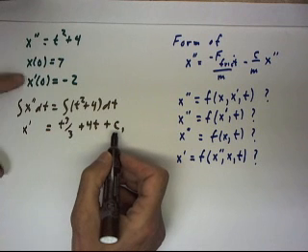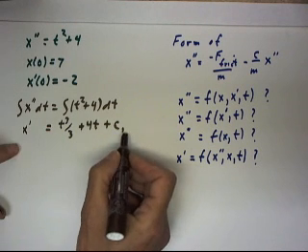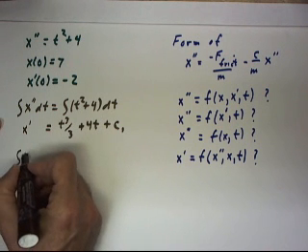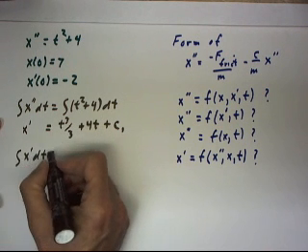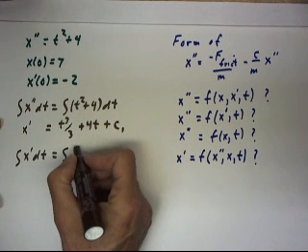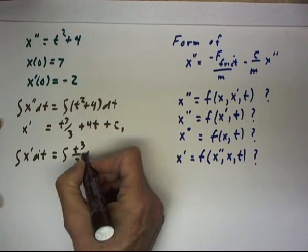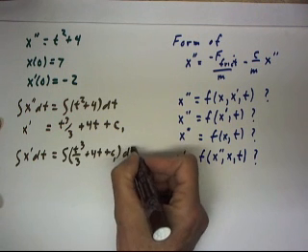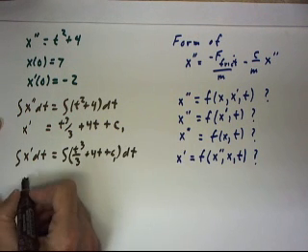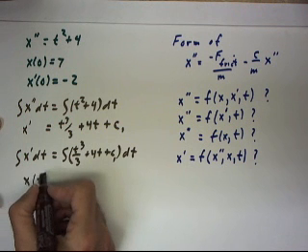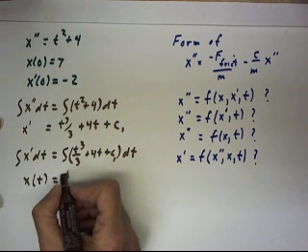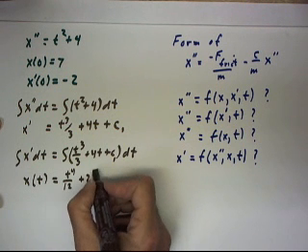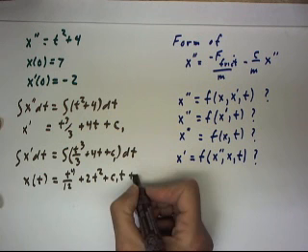Anticipating that we're going to get two constants because we get two integrations, I'm going to call this constant c1. Now I'm going to integrate this function, both sides. Integral of x prime dt equals the integral of t cubed over 3 plus 4t plus c1 dt, and that's going to give me x of t equals t to the 4th over 12 plus 2t squared plus c1t plus c2.